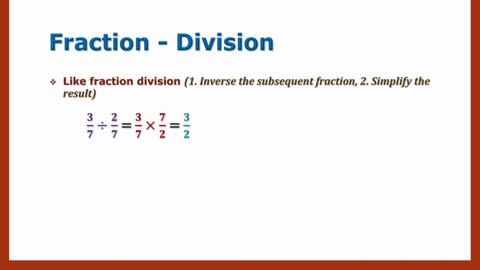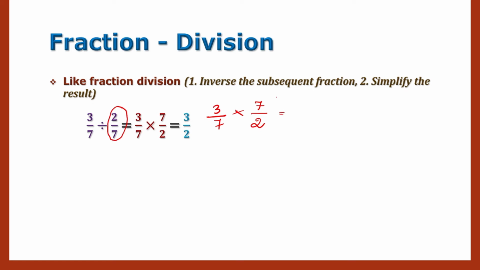Consider a question, 3 by 7 divided by 2 by 7. The first term, which is the antecedent term, remains the same. And then we have to take the reciprocal of the subsequent term, which is the second term. Reciprocal is nothing but the numerator comes to the denominator, which is the 2. It's written in the denominator. And the 7 would be written in the numerator. And then the division sign changes into multiplication.